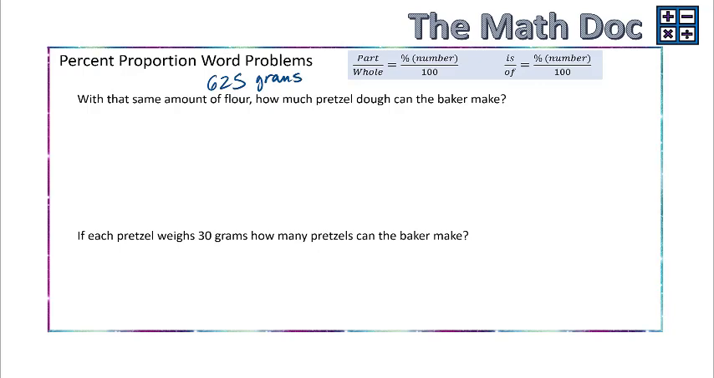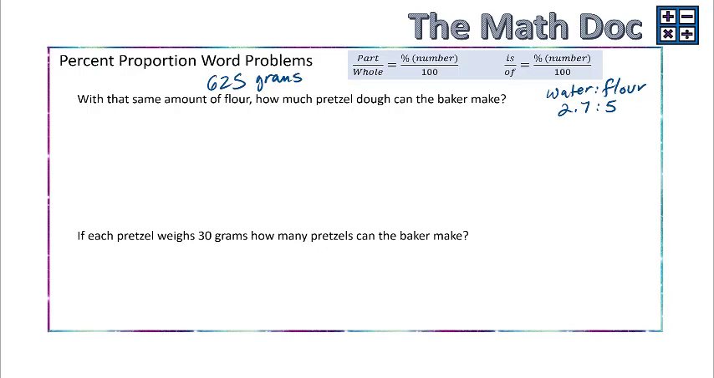With the same amount of flour, how much pretzel dough can the baker make? Well, how do we figure this out? First of all, we have to figure out, again, the ratio of part to whole, because we do have the ratio of water to flour, that we said was 2.7 to 5 in this case of the pretzels. But first we need to figure out the ratio of flour to dough, and then we can go ahead and figure out how much 625 grams of flour will make us. So let's look at that again. How do we do that?